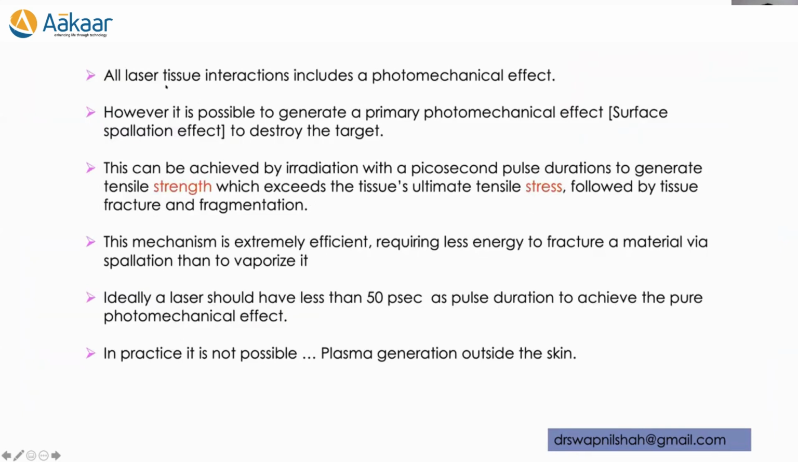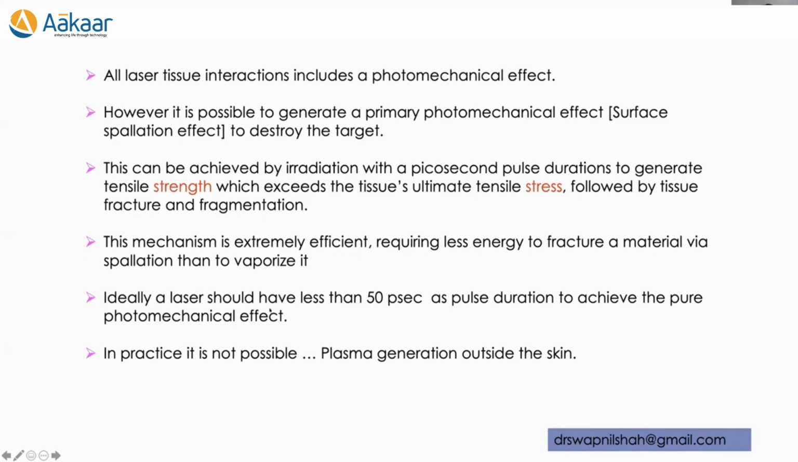So as we know, all laser tissue interaction includes a photomechanical effect. However, it is possible to generate a primary photomechanical effect without much of a photothermal effect, which is the surface spallation effect, to destroy the target. This can be achieved by irradiation with a picosecond pulse duration to generate a tensile strength which exceeds the tissue's ultimate tensile stress, followed by tissue fracture and fragmentation. This mechanism is extremely efficient, requiring much less energy to fracture a material via spallation than the energy required to vaporize it. And that's why picosecond lasers are very safe.